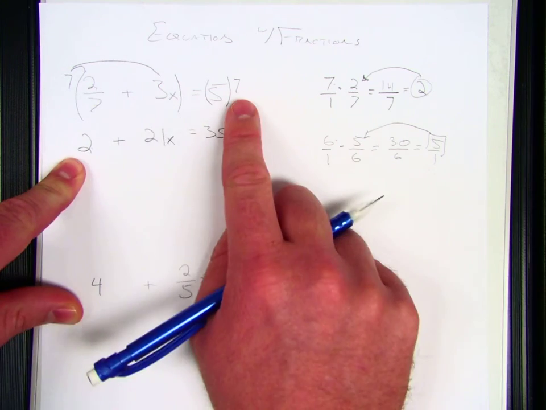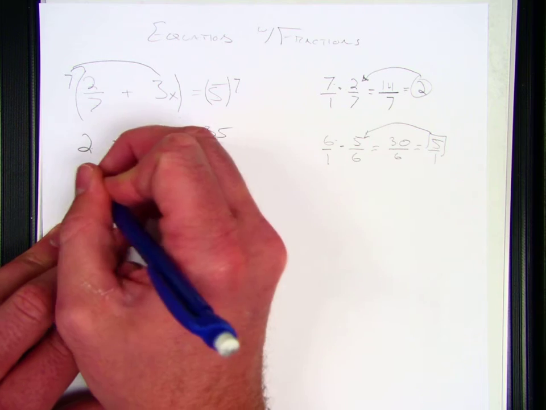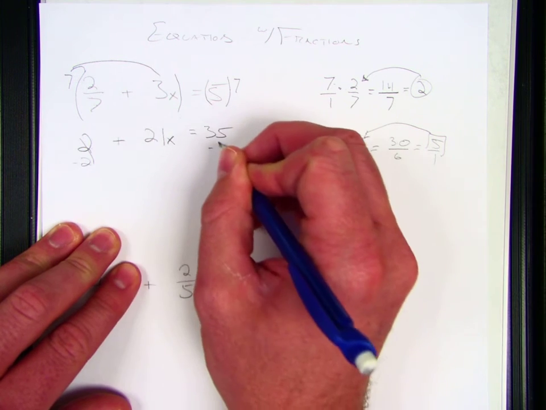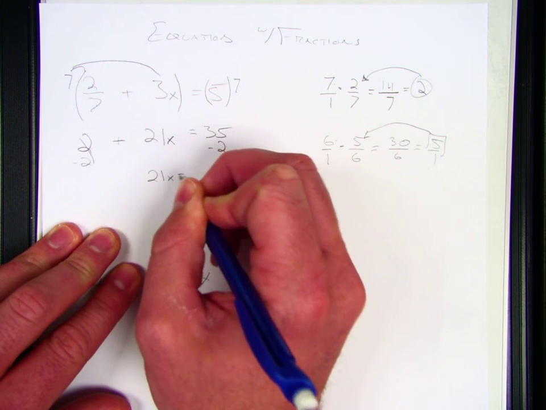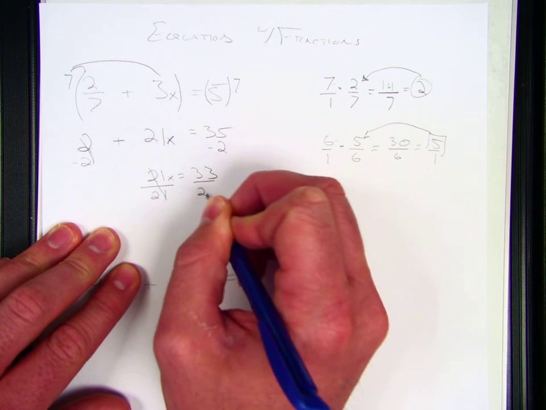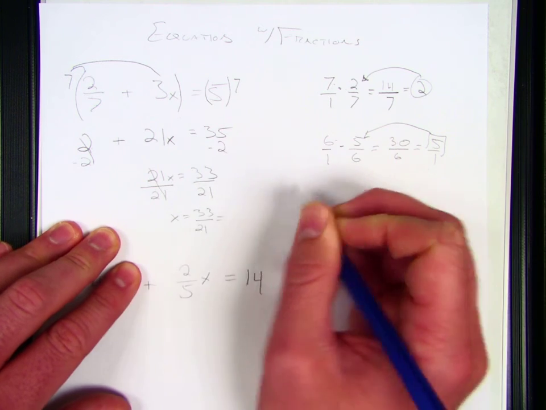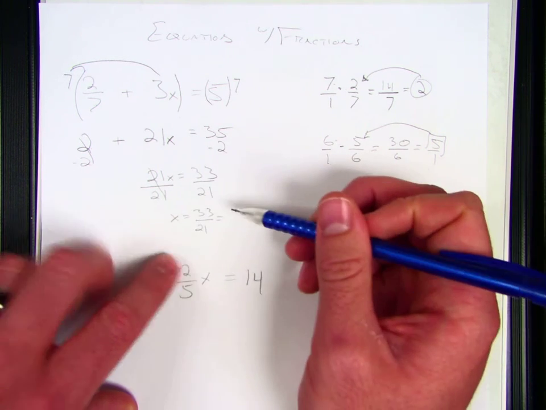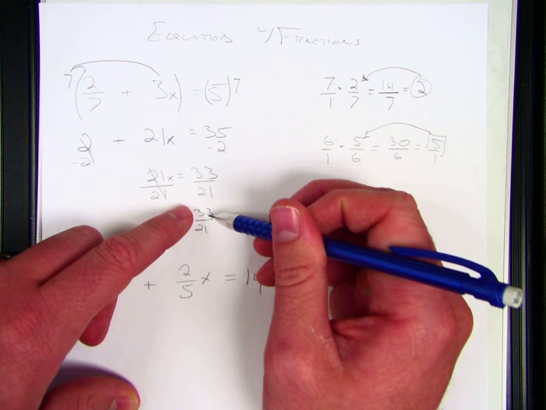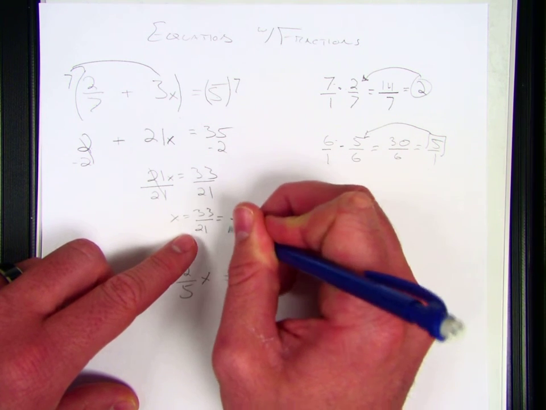By doing that, I now have an equation that's much easier to solve. I don't have to deal with fractions anymore. So I'm going to subtract 2 from each side, and then I'm going to divide by 21 on each side. x equals 33 over 21, which should simplify. It looks like I can divide by 3 in my numerator and denominator. I get 11/7.